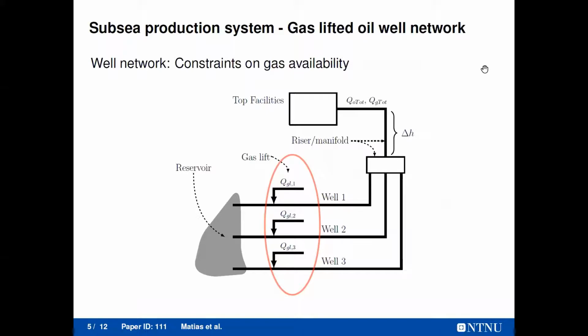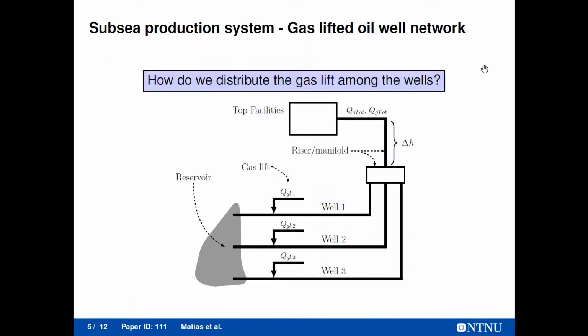Things get even more interesting if we have a well network. Then we have different wells with different productivity indexes, and a limited amount of gas to inject in the system. This constraint on the gas availability comes from the fact that the injection gas is the gas that is produced in the wells, compressed, and re-injected into the system. Therefore, it's natural for us to ask the question, how do we optimally distribute the gas lift among the wells?